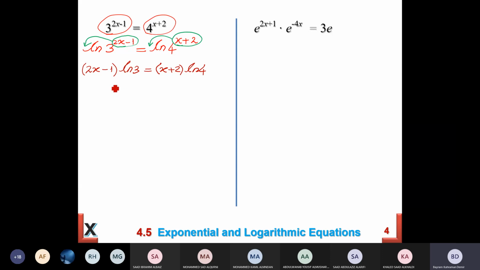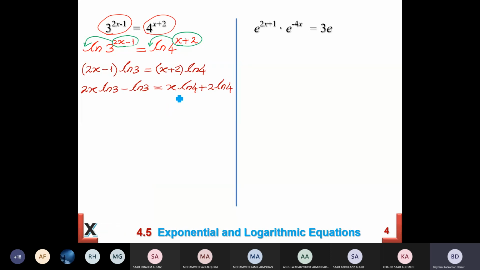Okay. Now let's multiply each bracket with ln 3 and ln 4. So we have 2x times ln 3 minus ln 3 equals x times ln 4 plus 2 times ln 4. We move the x's to one side and the others to the other side, since we are looking for x.